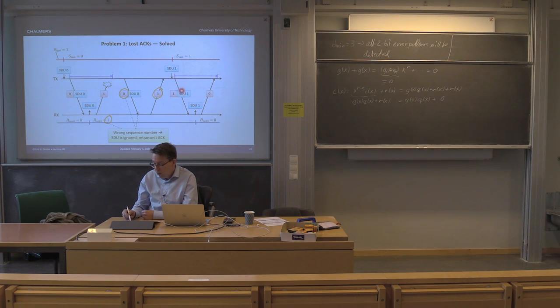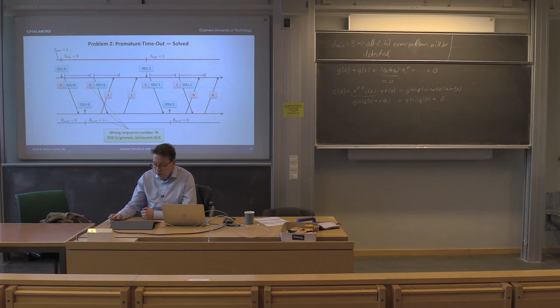Okay. And then number 1 is transmitted. And since number 1 now is equal to what we want, then we will accept this. Okay, so the receiver will never accept out of order packets. It would receive them 0, 1, 0, 1, 0, 1, and no other order. Okay, premature timeouts follow the same thing.